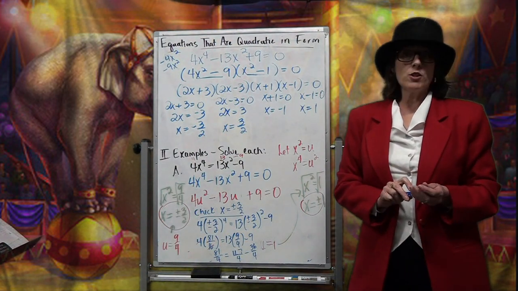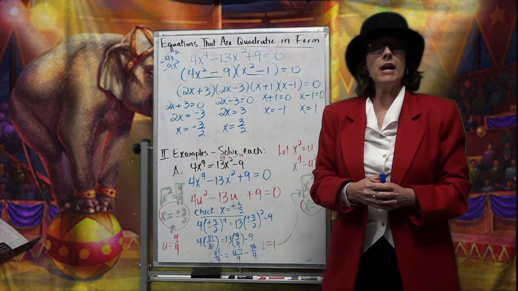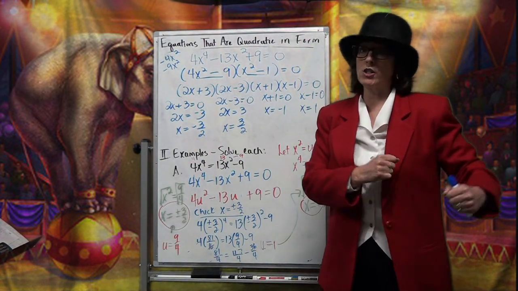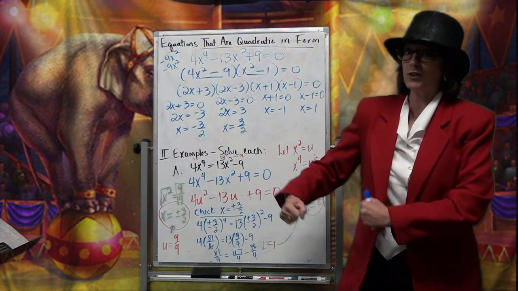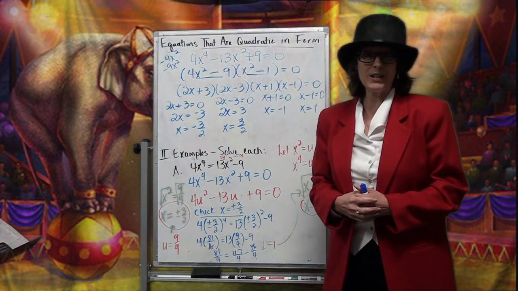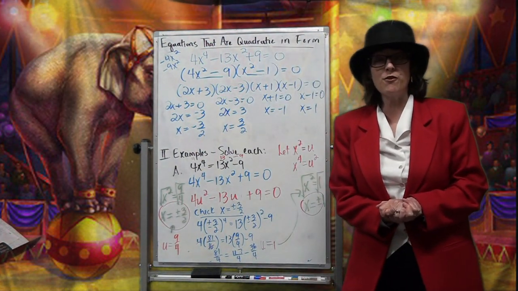So you're right. You don't always have to take something that's quadratic in form and use that substitution. Sometimes if it'll factor beautifully, you just keep factoring, until you can't factor anymore. And that's a perfectly good way to do this. So I hope that helps with equations that are quadratic in form.